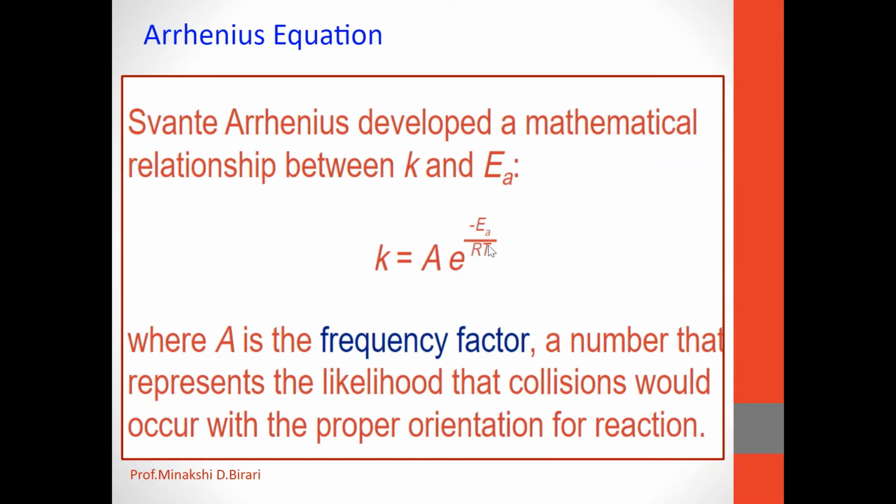that is, K is equal to A into e raised to minus Ea upon RT, where A is the frequency factor, a number that represents the likelihood that collisions would occur with the proper orientation for reaction. Ea is the energy of activation, R is the gas constant, and T is the temperature in K, and K is the rate constant. So this one is the Arrhenius equation.